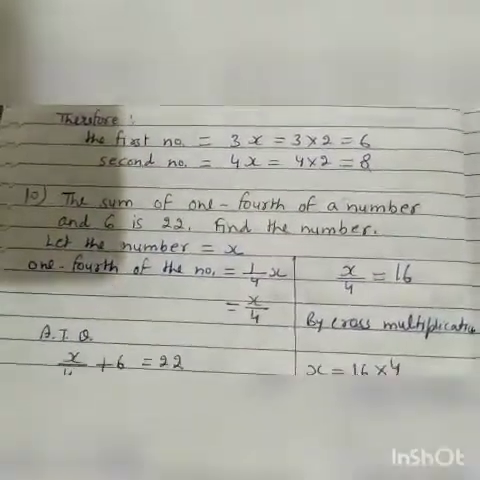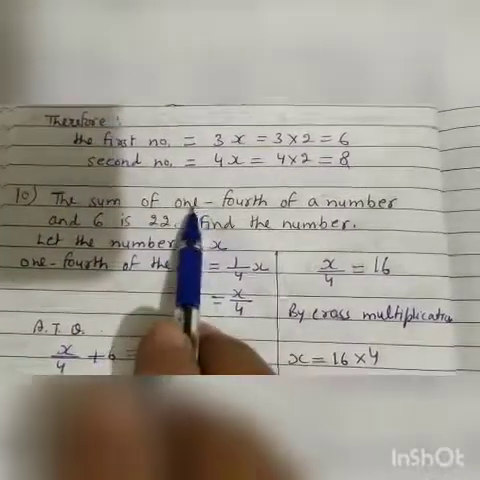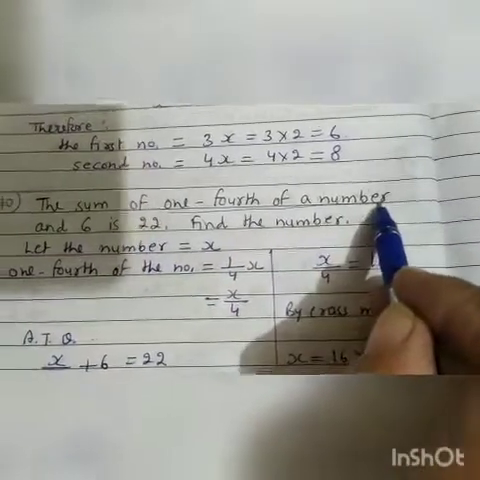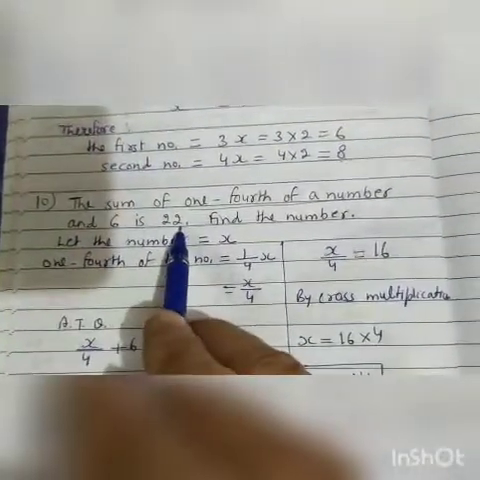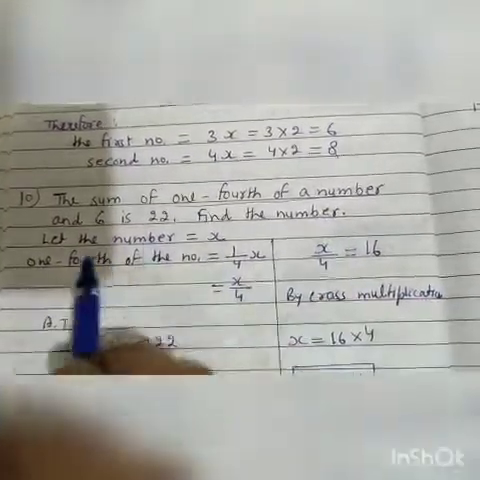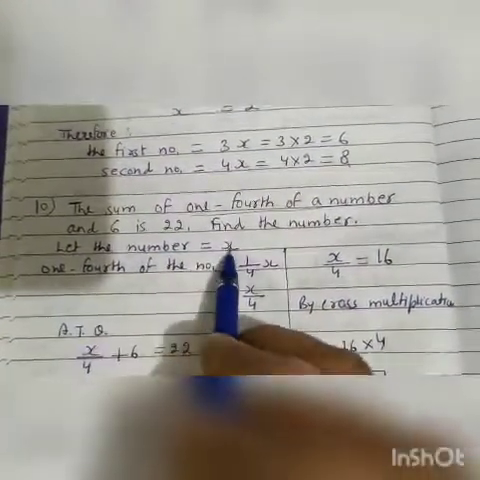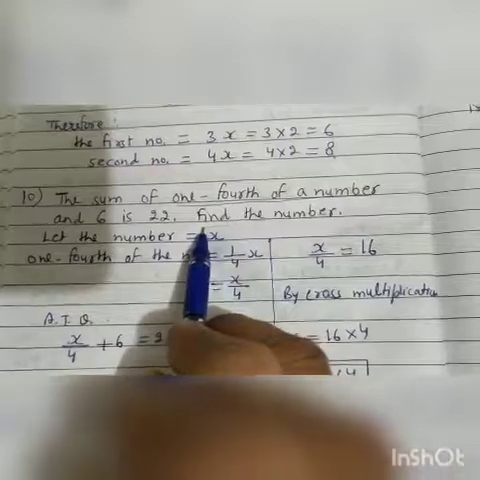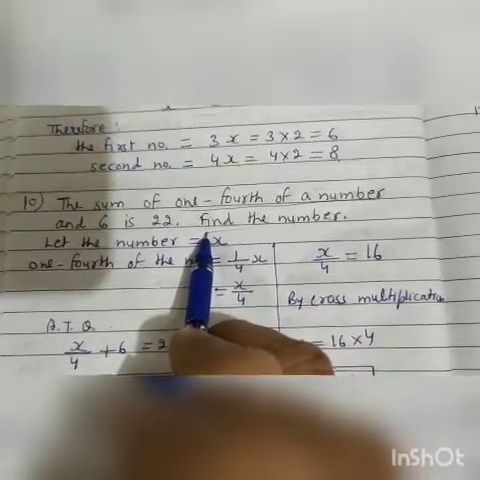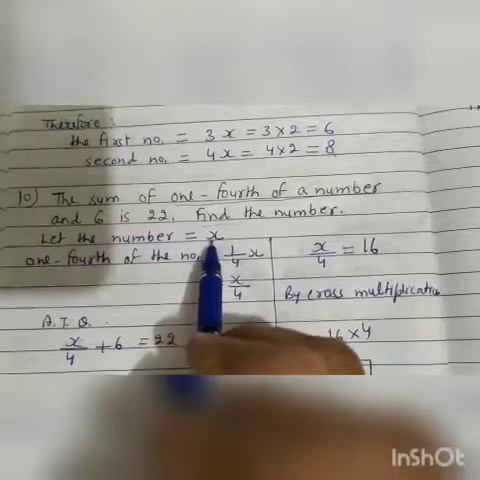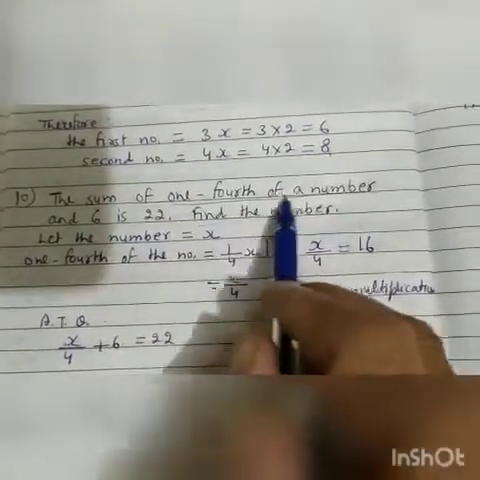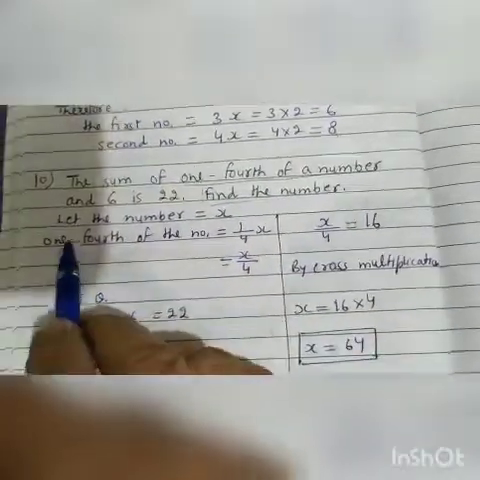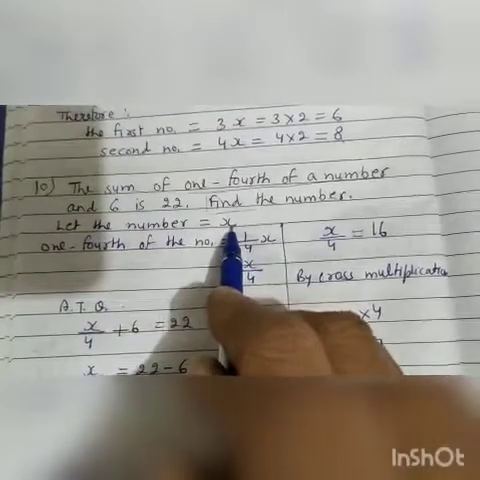Next question. Question number 10. The sum of 1/4 of a number and 6 is 22. Find the number. Again first we let the number is equal x. First of all, what we do in each and every question, we take the number as X or A or B, whatever you have to find out, assume it. Here we have to find out the number, so we will take let the number is equal X.